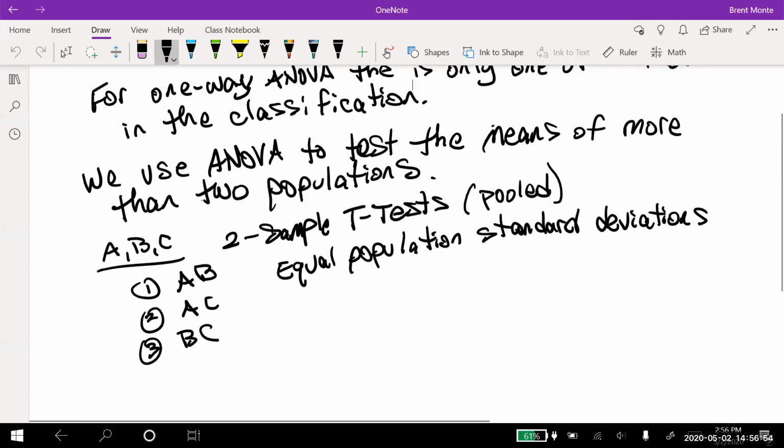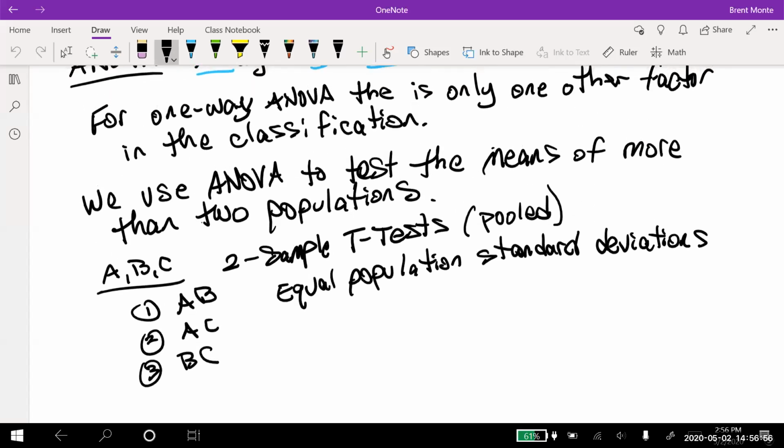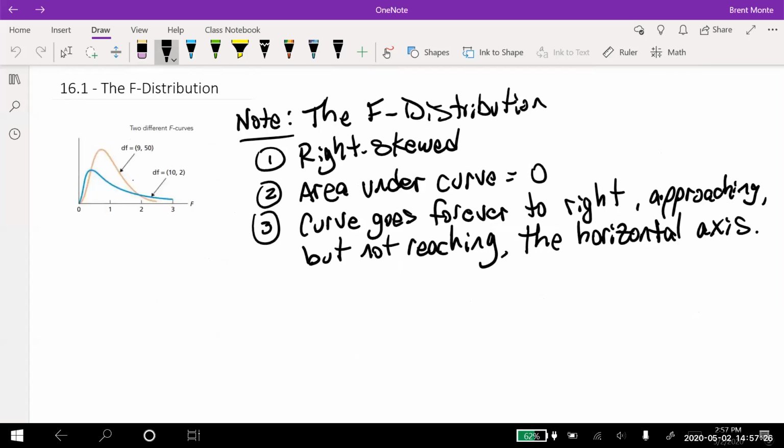ANOVA test. And I had talked about up here that there's only one other factor in the classification. So we're testing the means like I talk about here. Say I've got 3 different stores and I want to know on average how many people shop at each store each day. And I want to know if their means, the average number of people each day at each store, are the same. Well, I'm testing number of people. That's my variable. The factor in that case would be which store it is. So I've got 3 different stores there.